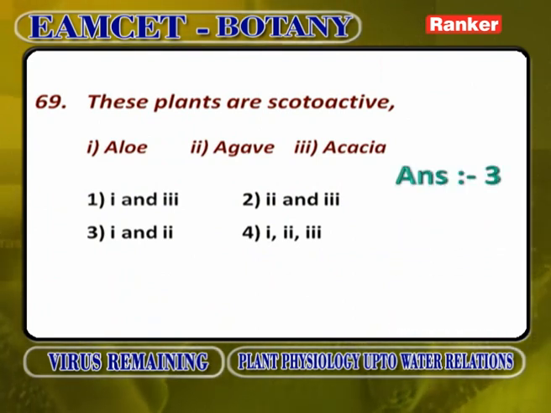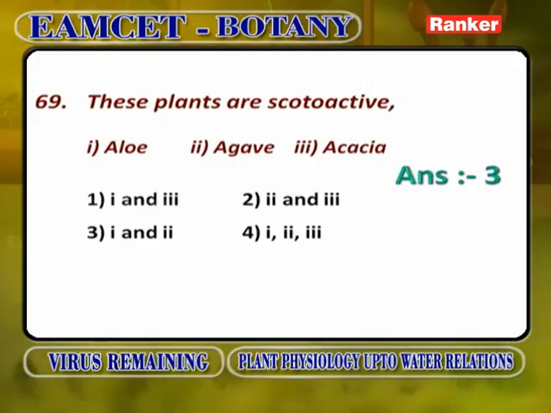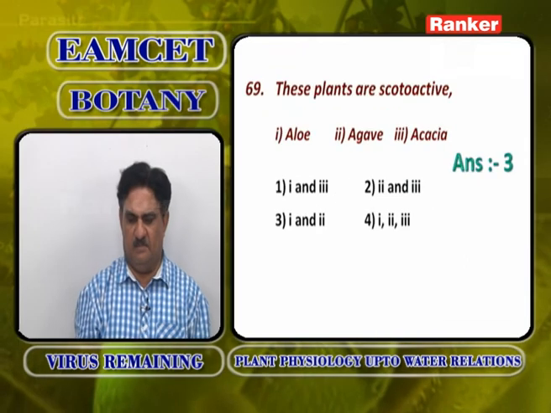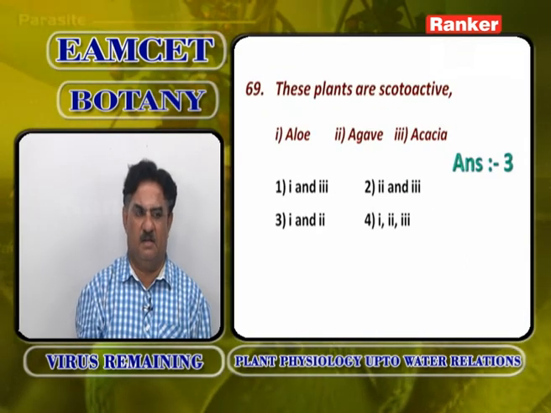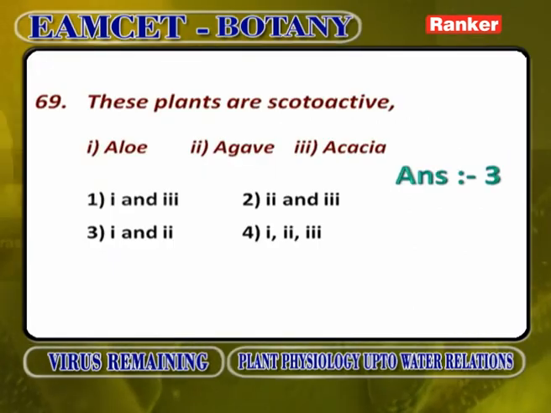Scotoactive stomata means the stomata which open during night times and close during daytimes. It is found in all succulent xerophytic plants and also many xerophytic plants: agave, aloe, acacia. So aloe, agave, acacia, all the three show scotoactive stomata. So, answer is 1, 2, 3.